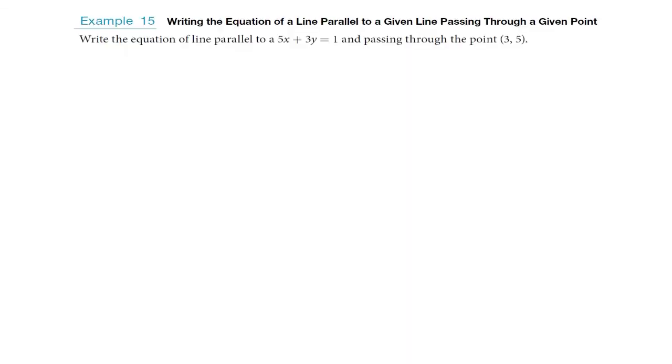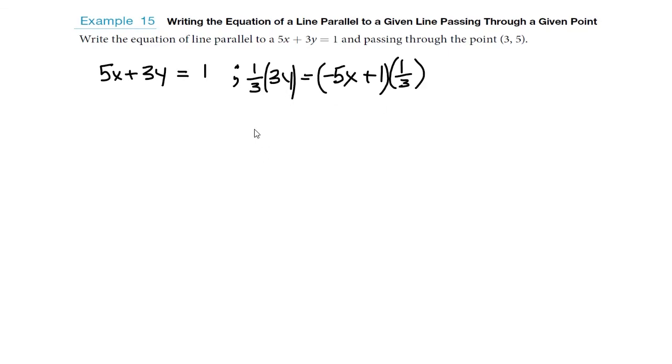Example 15. Write the equation of the line parallel to 5x plus 3y equals 1 and passing through the point 3, 5. So first I want to find out what the slope is. So 5x plus 3y equals 1. I'm going to solve this for y. So I have 3y equals -5x plus 1. I'm going to multiply both sides by 1/3. And this will give me y equals -5/3 x plus 1/3. So the slope is -5/3.